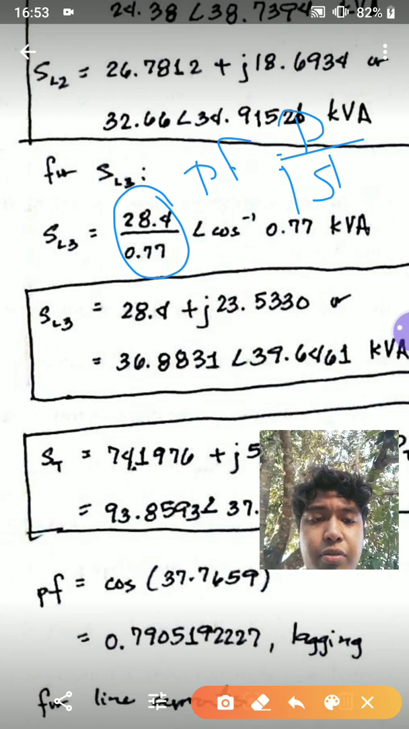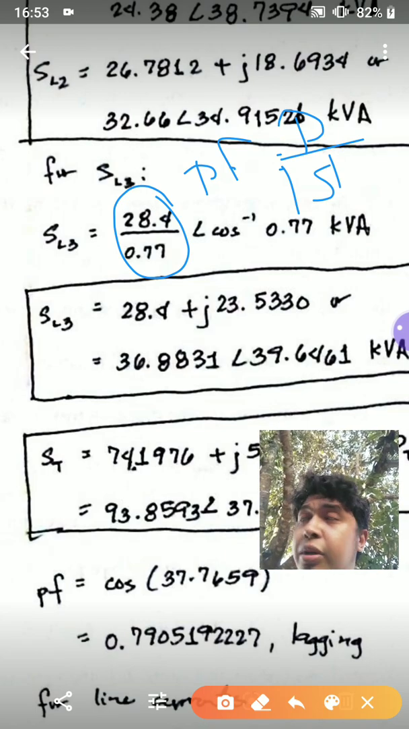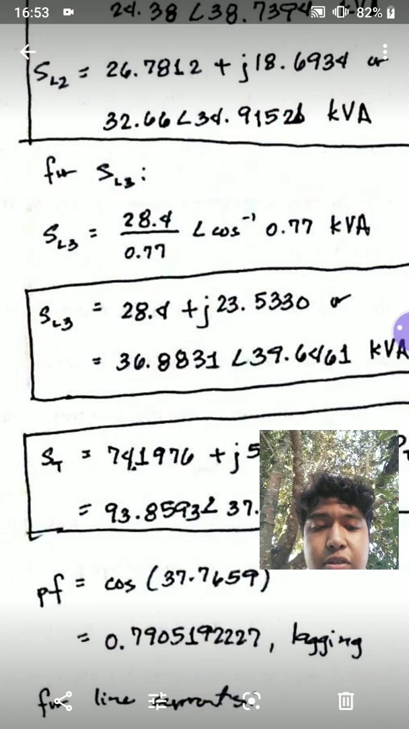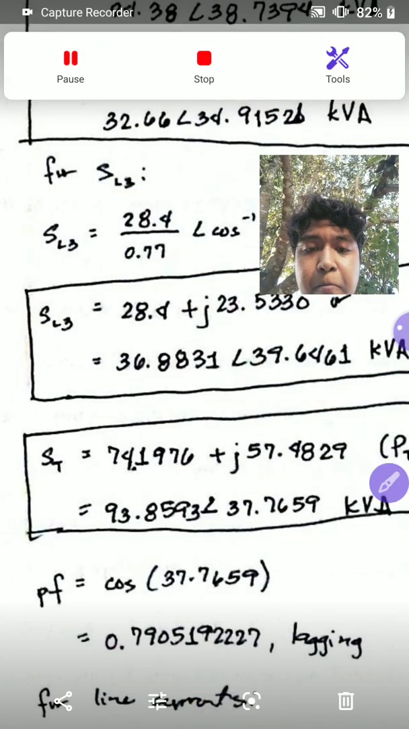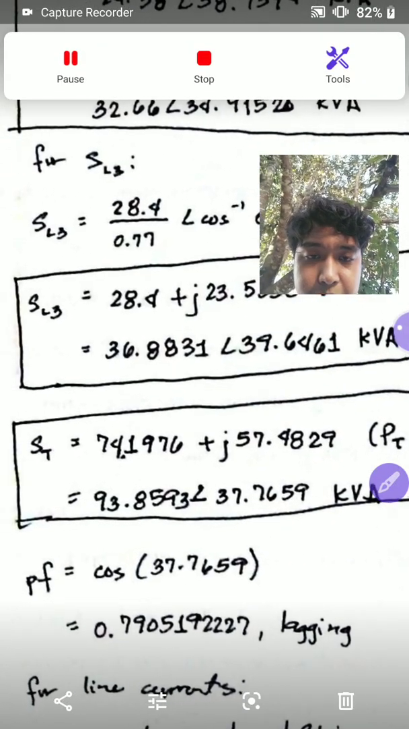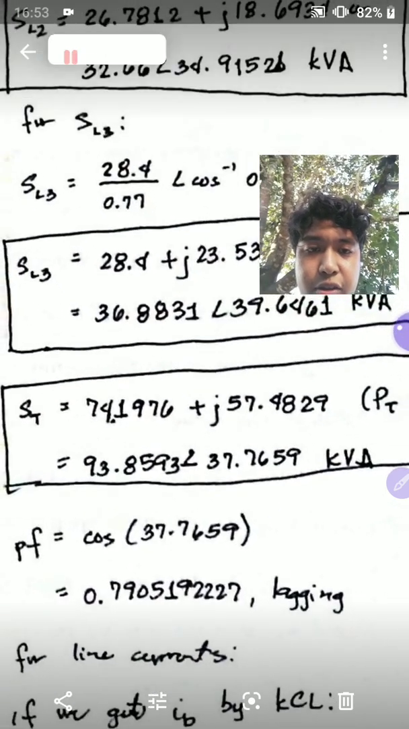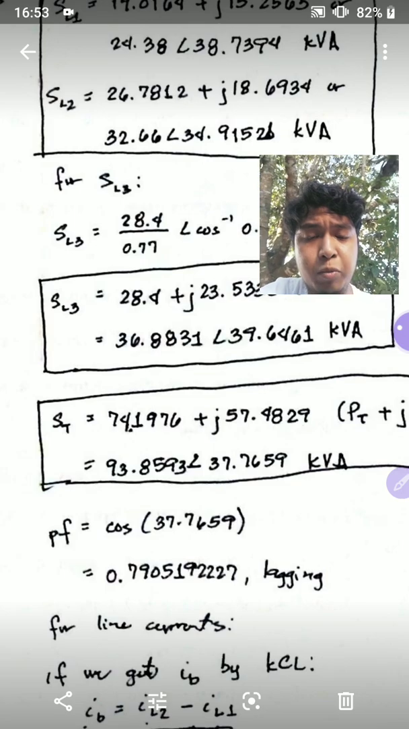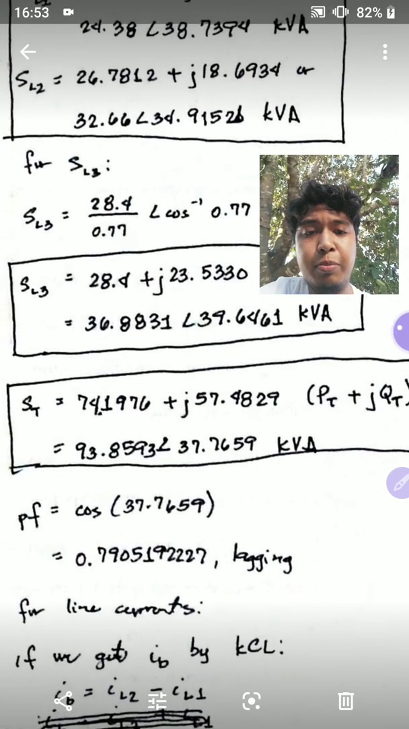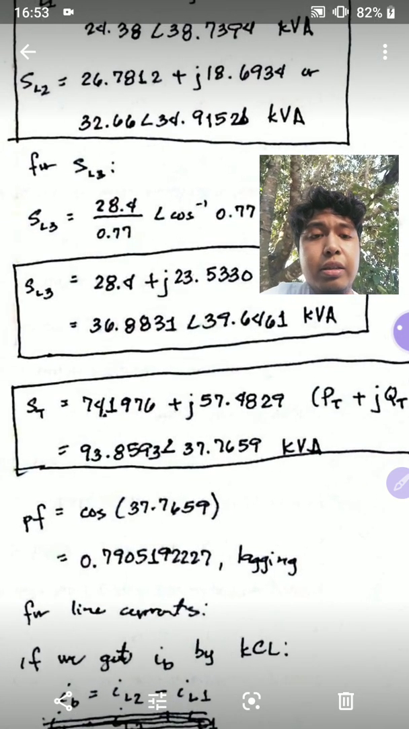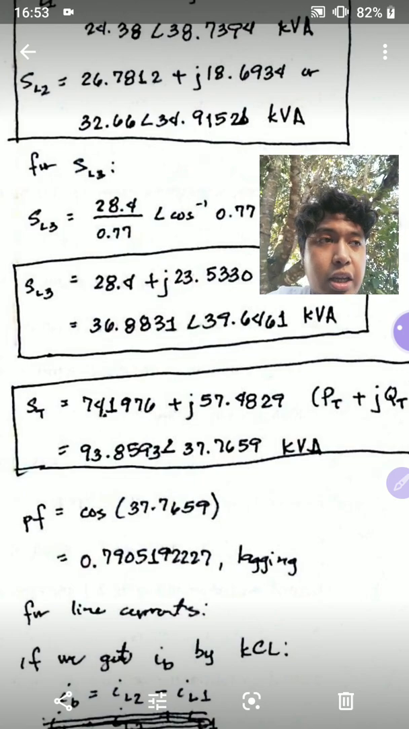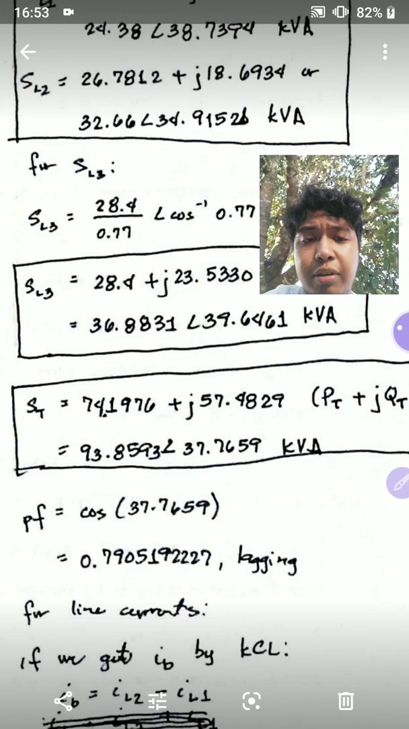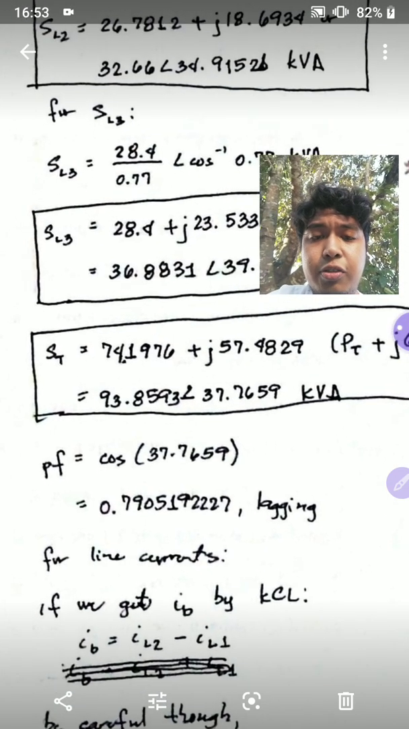Now you know all of the apparent powers for loads 1, 2, and 3. You can get the total power as the summation of the three, which will give you the total, with 74.1 kilowatts as the total real power and 57.48 kVAR as the total reactive power. Now that is inductive because it's positive.